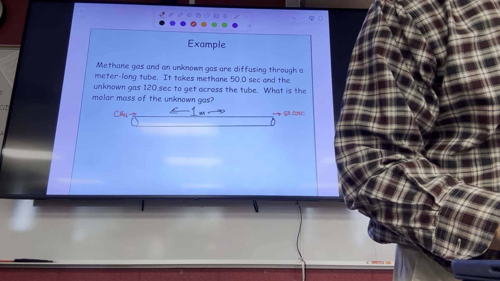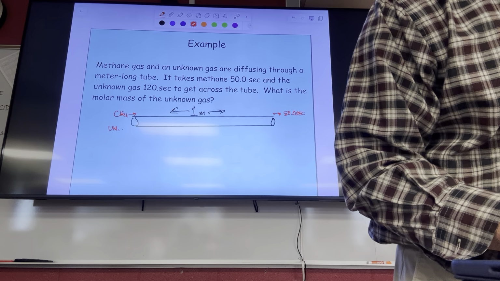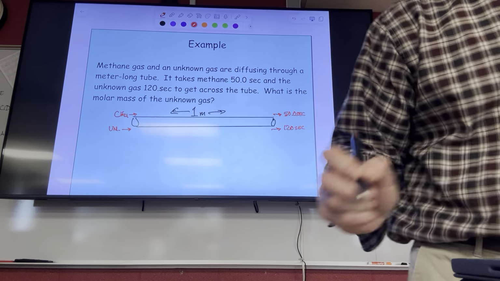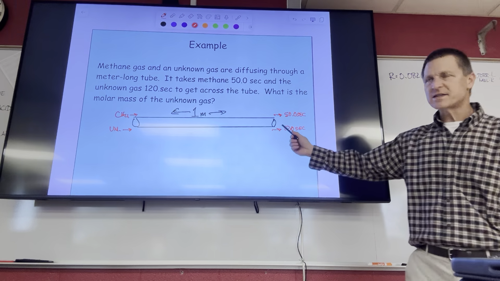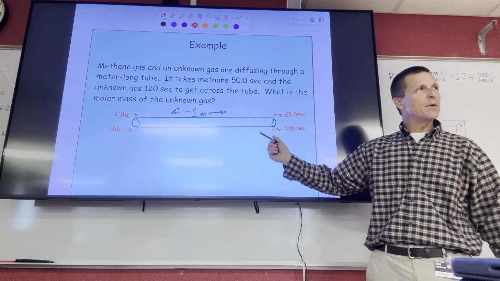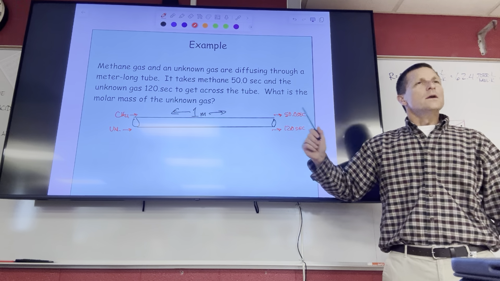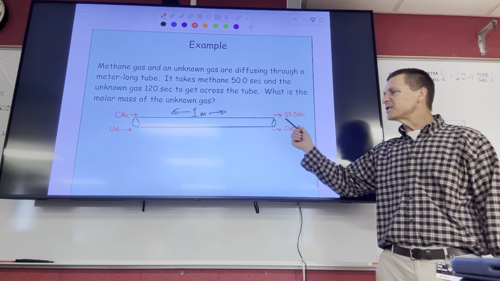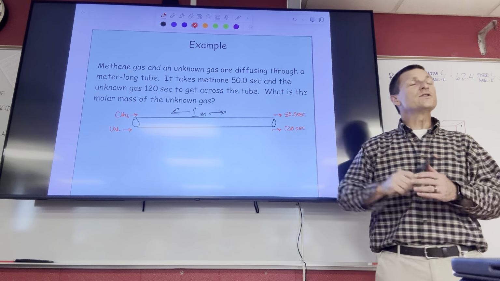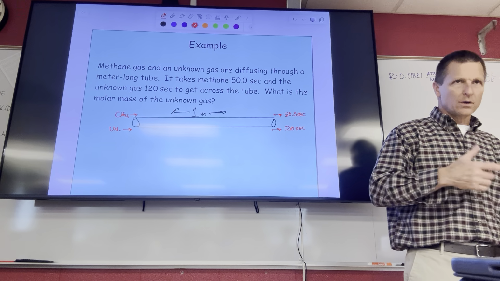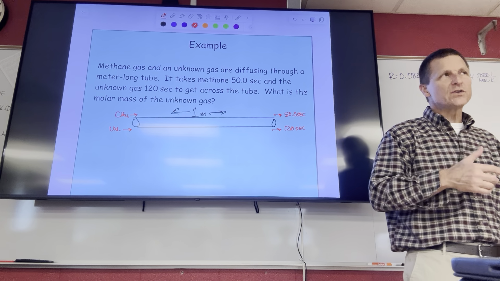The unknown goes through in 120 seconds. Which one got to the end faster? So does that make methane faster diffusing? Yeah. But methane took less time. So it turns out that time is inversely related to rate. Time is inversely related to rate.